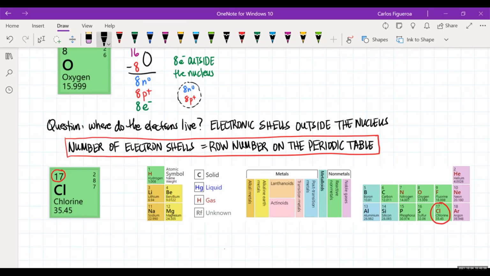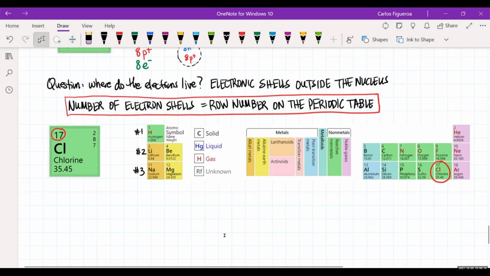So if I count the number of rows, this is row number 1, row number 2, row number 3. We see that chlorine is in the 3rd row. So what does that mean here? Well, if I look at chlorine, we could see here that we have 35 as the atomic mass, and 17.